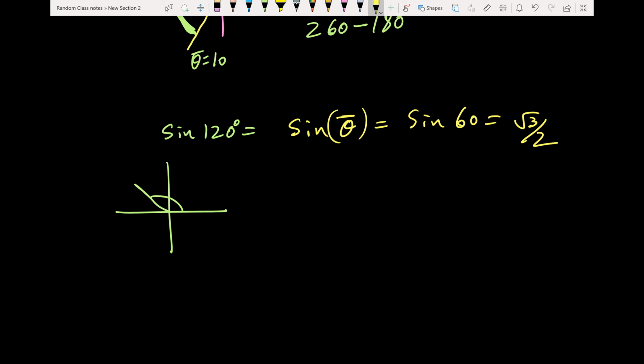Are we done yet? No. Because we got to use All Students Take Calculus. So we got to ask yourself, is sine positive in the second quadrant? Yes, it is correct. So I got to write positive over here. So therefore, the answer is what? Square root of 3 over 2. Good? Was that difficult? You guys got it?